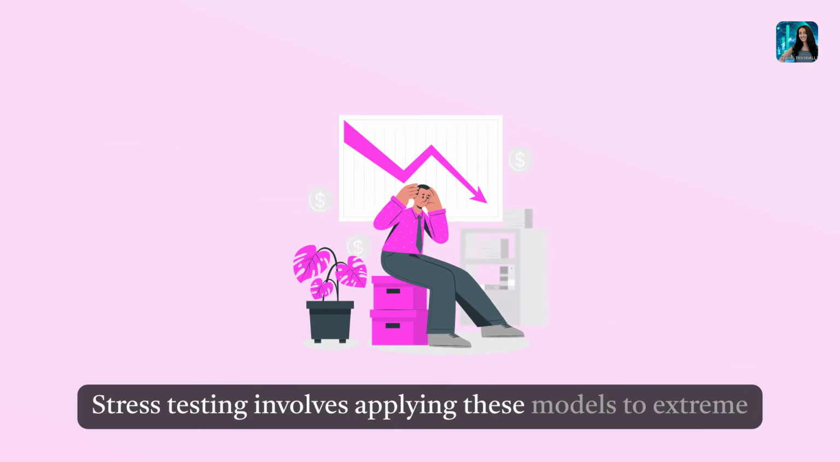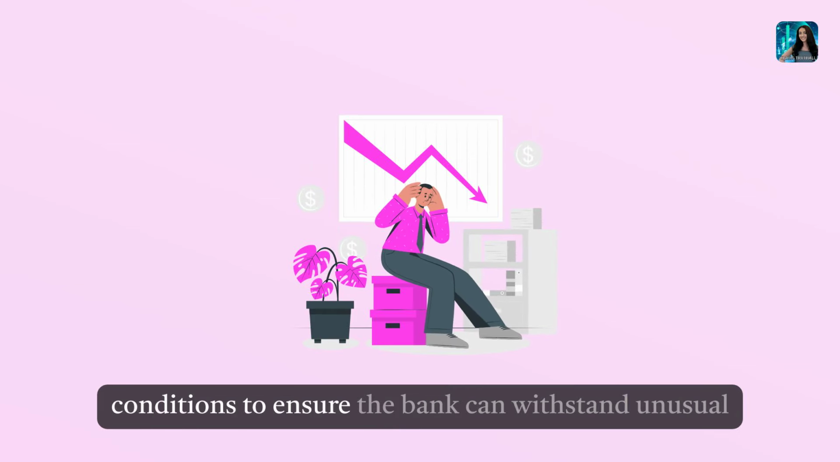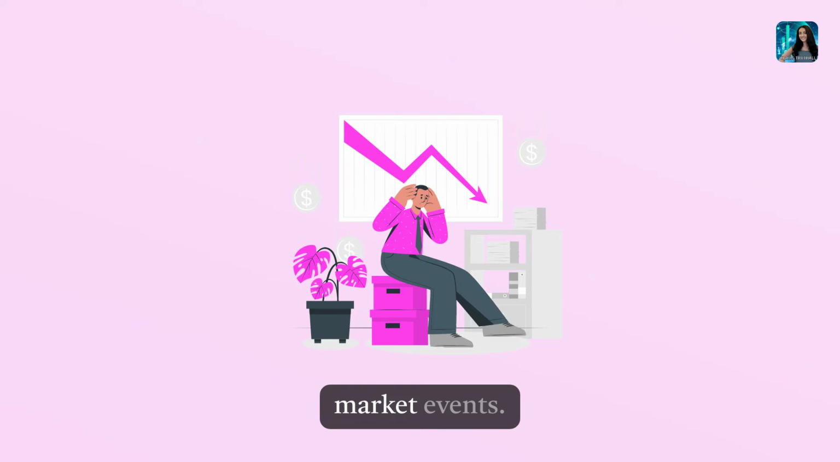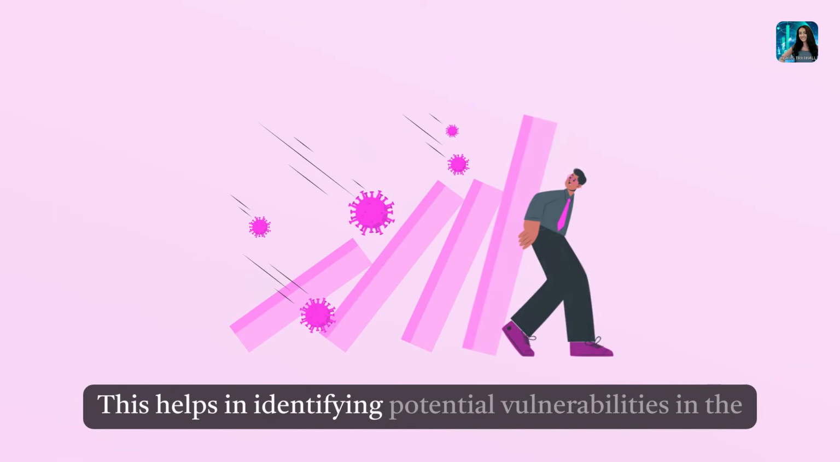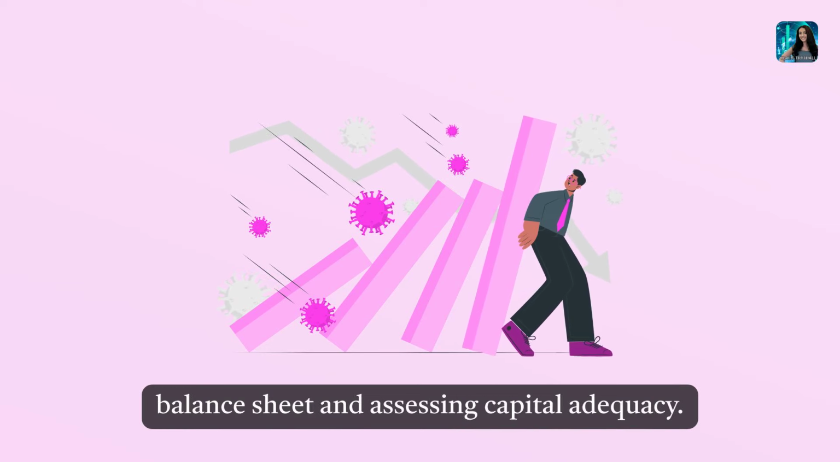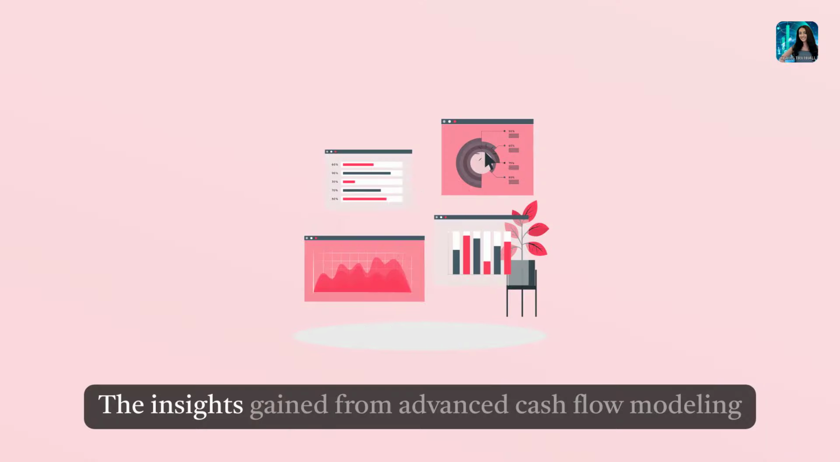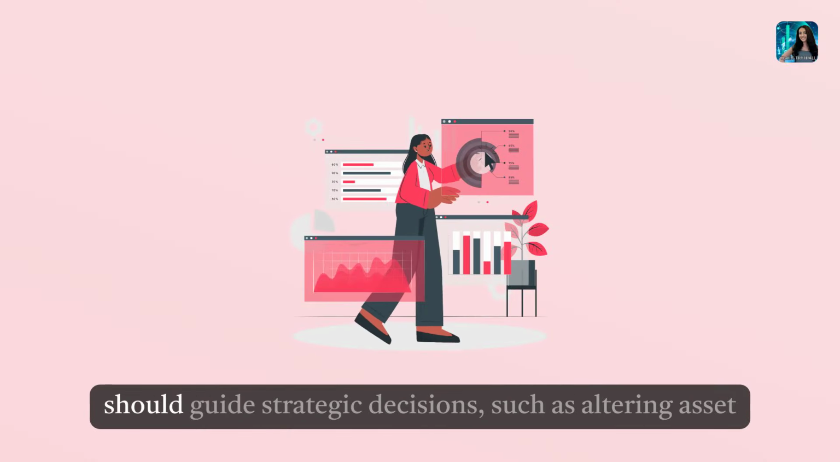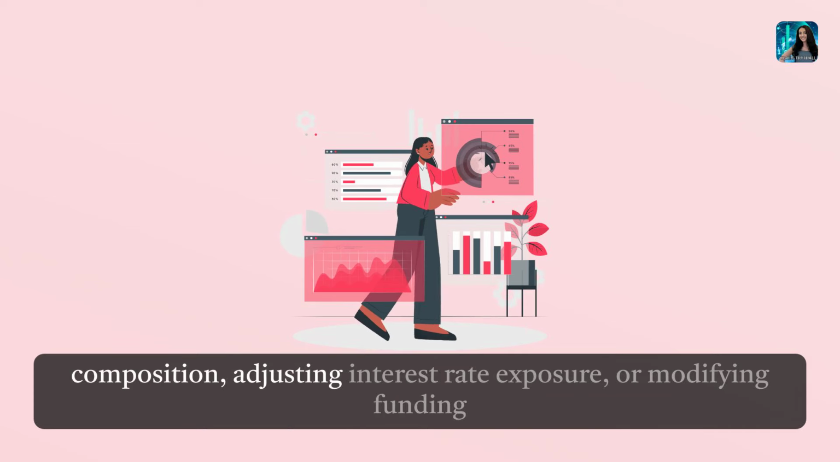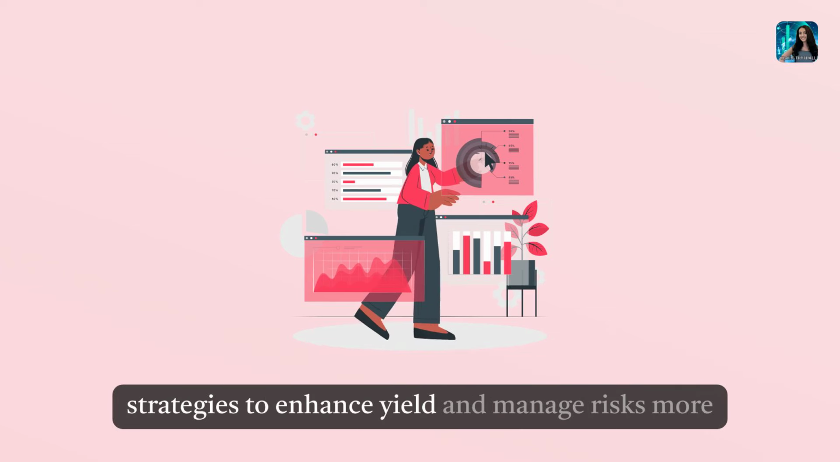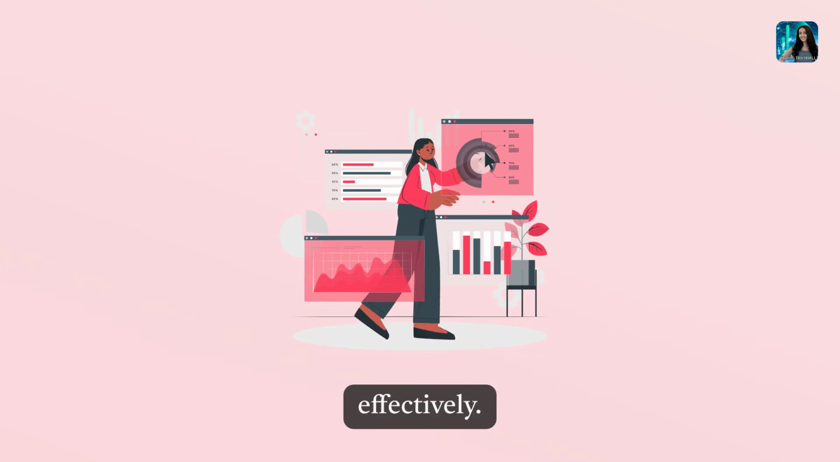Stress testing. Stress testing involves applying these models to extreme conditions to ensure the bank can withstand unusual market events. This helps in identifying potential vulnerabilities in the balance sheet and assessing capital adequacy. Strategic decision-making. The insights gained from advanced cash flow modeling should guide strategic decisions, such as altering asset composition, adjusting interest rate exposure, or modifying funding strategies to enhance yield and manage risks more effectively.